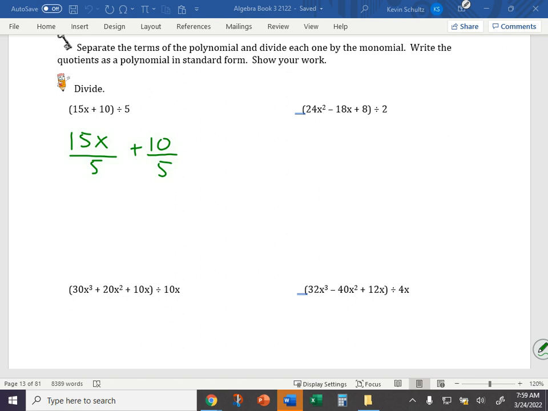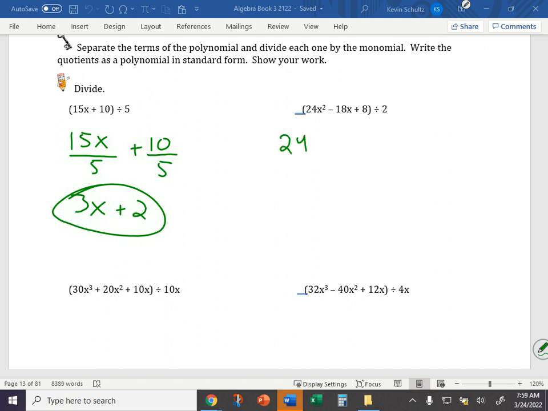William, what's 15x divided by 5? 3x. What's 10 divided by 5? 2. We're done. Right? So it's easy, if you understand the setup. Again, this is one of those things where the calculations aren't the challenge, it's how do I set this up? Do I remember those exponent rules and things such as that?